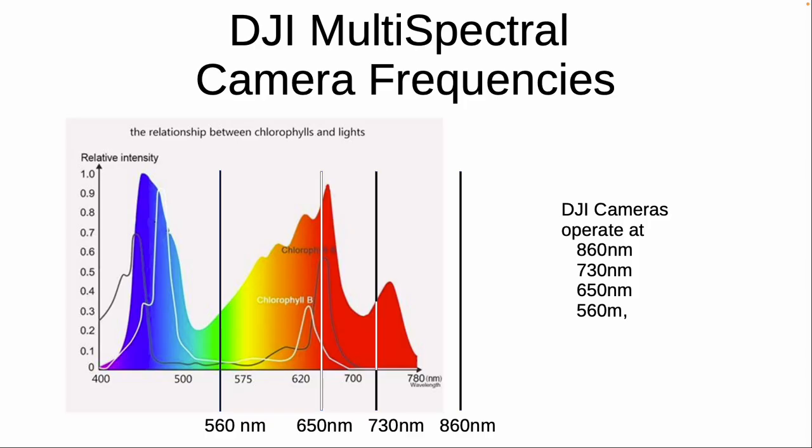The problem is, if you look at the specs, here are the frequencies they measure, and they don't line up. It's great for a general purpose camera, but it doesn't line up with the photosynthesis peaks and valleys. So you're not getting as accurate a reading of the health of the plants as you might.